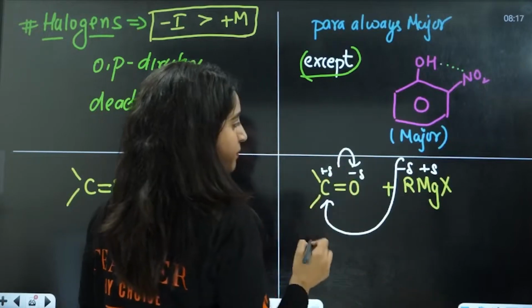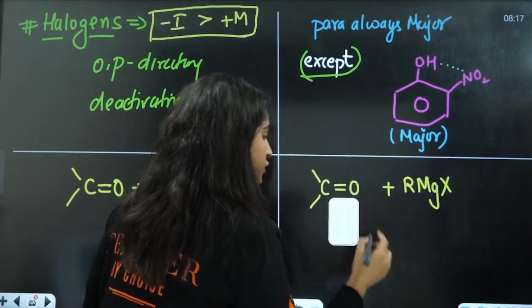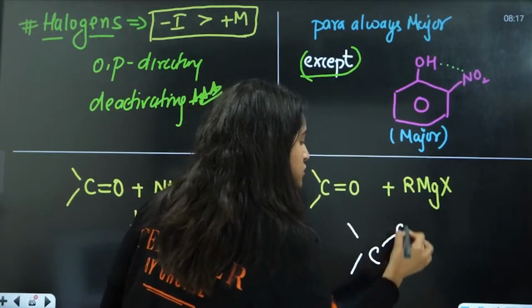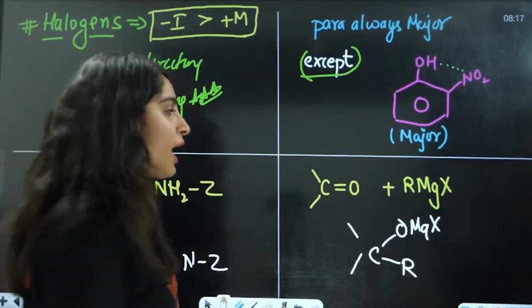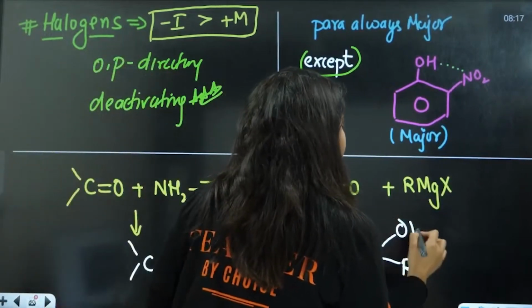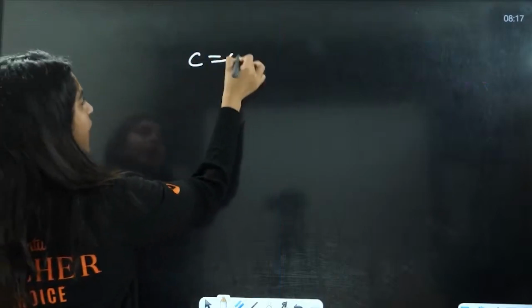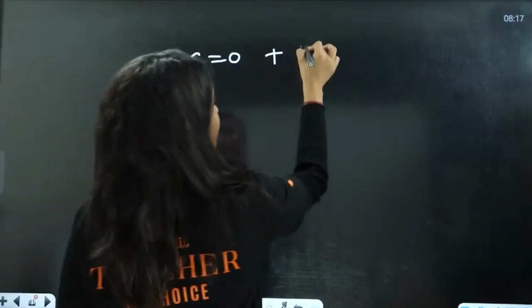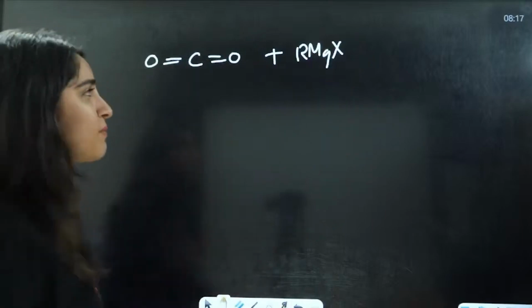The electrons are going to jump here, right? So you will have the formation of this bond. This is OMgX and this is R. After hydrolysis, we are going to have alcohol, right? We are going to have alcohol. And for the carbon dioxide I was talking about, you will have the same reaction.